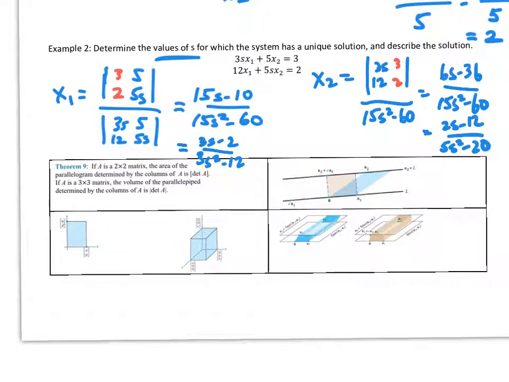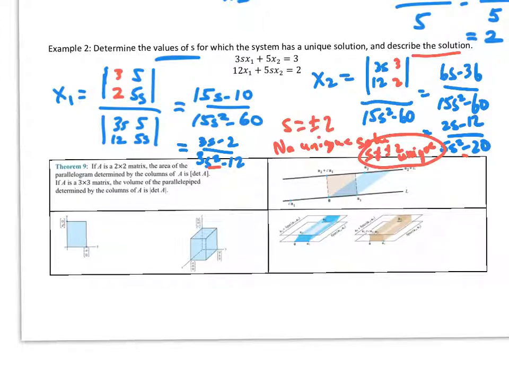Now look at the denominators for x1 and x2. If I solve both of those denominators, I would get s equals plus or minus 2. Well, that's going to be a situation where the denominator is 0, so we're going to be undefined, and so we're not going to get a unique solution then. And so when s is equal to plus or minus 2, no unique solution. So what you can say is that if s doesn't equal plus or minus 2, then we do have a unique solution, and so then we can describe it.